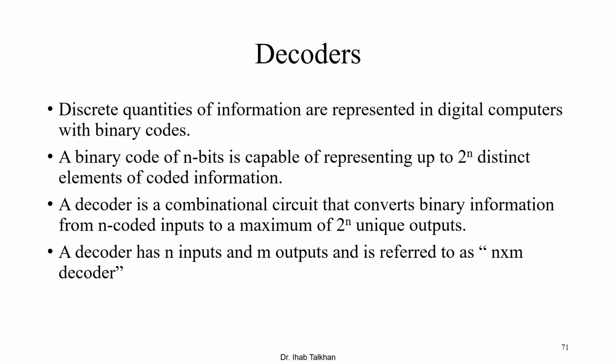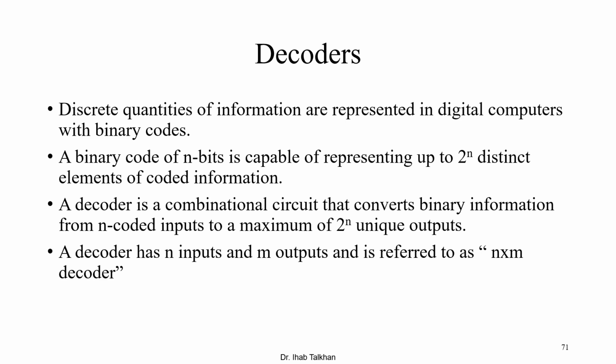The second thing: a binary code of n bits is capable of representing up to 2 power n distinct elements of coded information. This means that the truth table is a coding system, because if you have 3 inputs, you can have up to 2 power 3 combinations. So for any number of inputs n in the truth table, you have 2 power n, and this is as if you have a decoder. So the truth table is a standard decoder: if you have 3, you get 8 combinations; if you have 4, you get 16, and so on. So the truth table is considered a decoder, as you're going to see next.